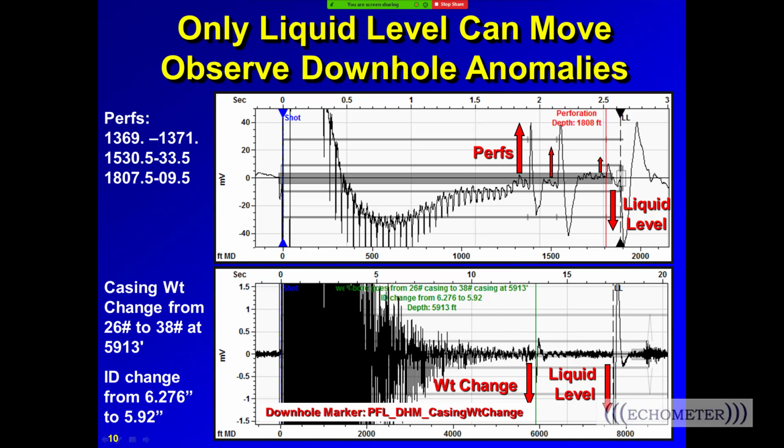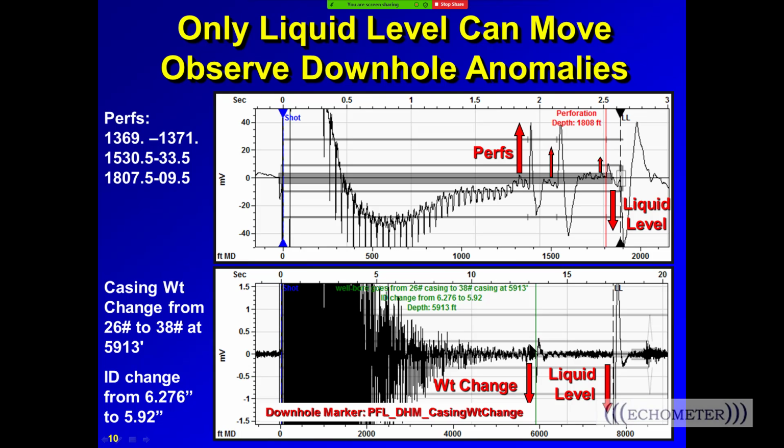If you want more information on a marker, there's a lot of detail here. It says wellbore from 26-pound casing to 38-pound casing at 5913. That's the depth, 5913. The ID changed by about 1/3 of an inch, or 1/6 of an inch on the side. And so you can see this little echo right here, due to the casing weight change to heavier weight casing. That right there is a down kick when the wall of the casing got slightly larger, by 1/6 of an inch all the way around.